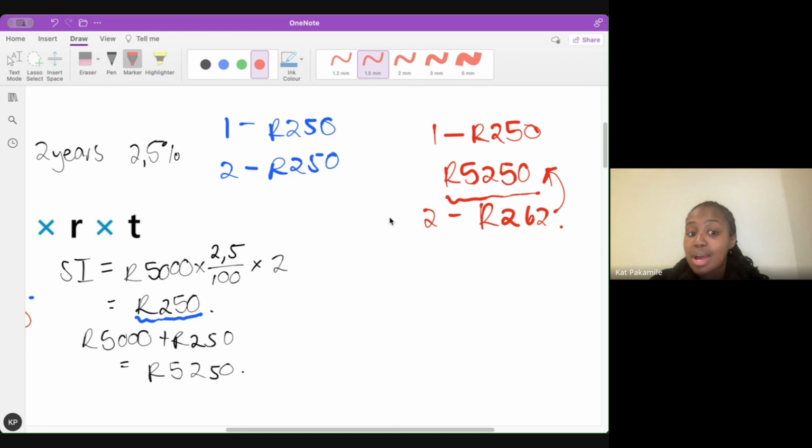Buhlale, I said when you add the 250, that's to know how much you have in total, right? If you invested 5,000 rands and you earn 250 rand interest, you don't have 250 rands in the account. You have 5,250 rands. Does it make sense? So you add it back if they ask you how much you have in total. Are we with me?